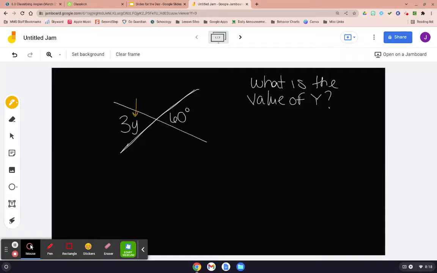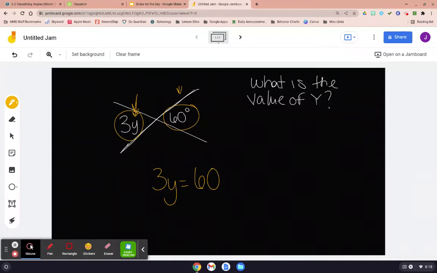Remember, we talked about these are vertical angles. They are opposite each other, and they are congruent, which means they are the same. So if they are the same, we can set up an equation to where this angle equals this angle. Okay, so since this angle right here is 60 degrees, that means 3y also has to equal 60 degrees.